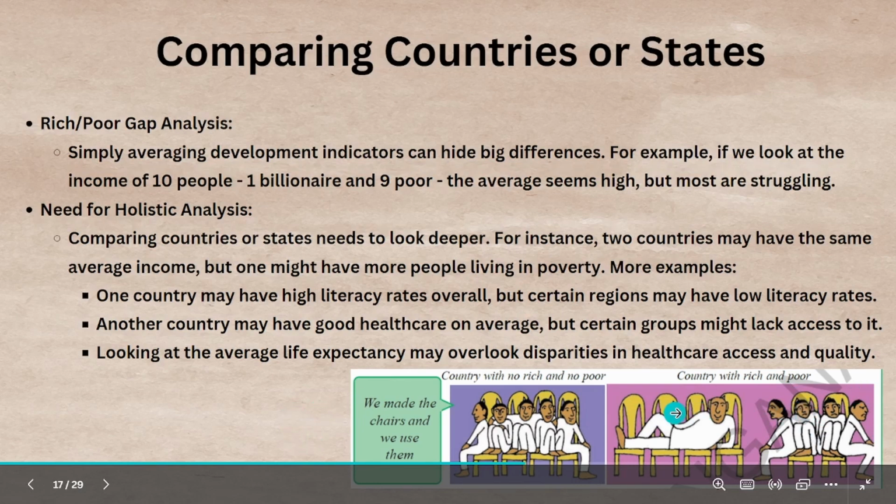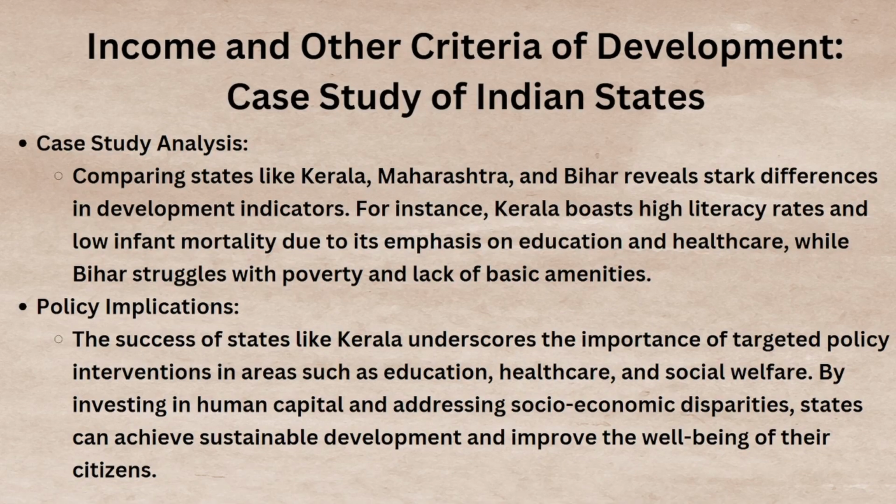So you should write this in your exam if you get a question on it. Income and other criteria of development. Case study of Indian states. Comparing states like Kerala, Maharashtra, and Bihar reveals stark differences in development indicators.